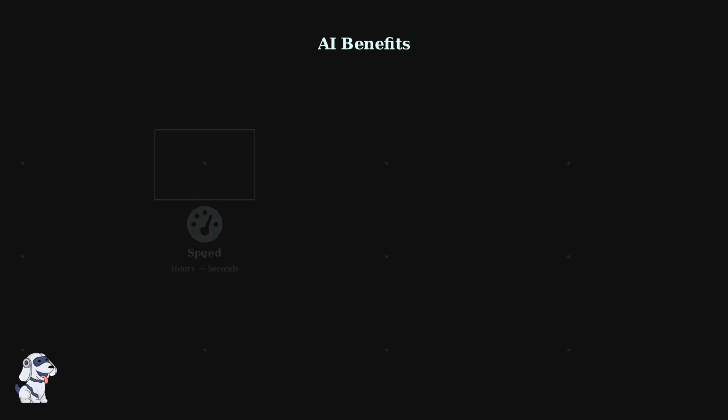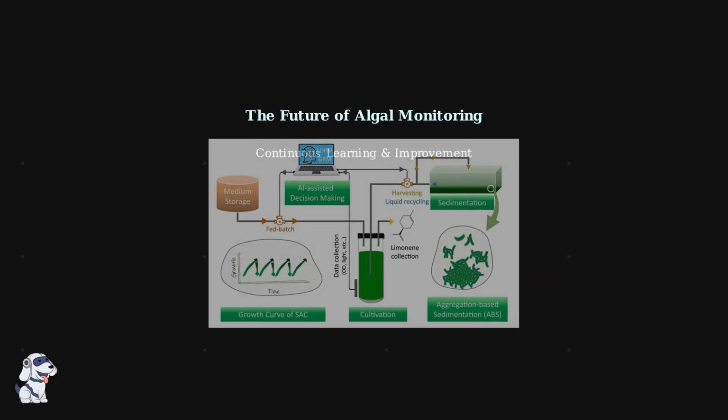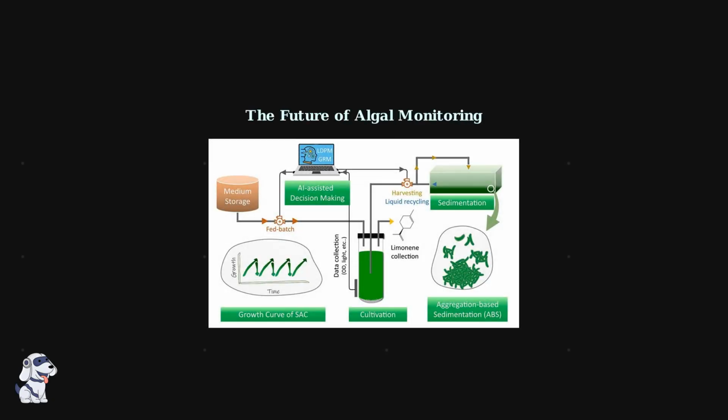The benefits of AI in algal identification are transformative. Speed increases from hours to seconds, accuracy improves with continuous learning, and the process becomes automated, allowing for widespread monitoring without requiring specialized expertise. AI-powered algal identification represents the future of environmental monitoring. As these systems continue to learn and improve, they will become even more accurate and capable of detecting new species and environmental changes.